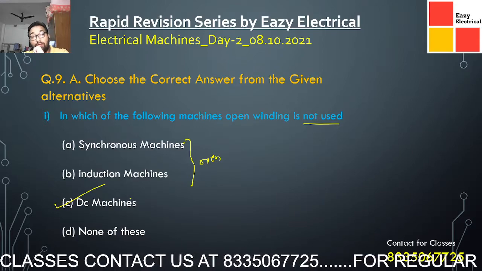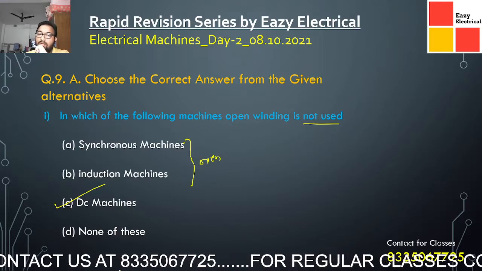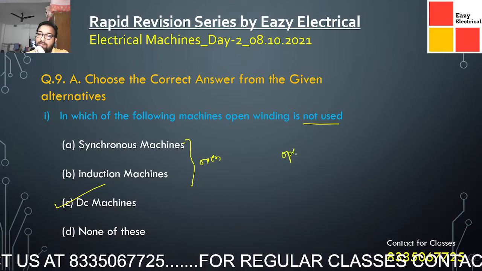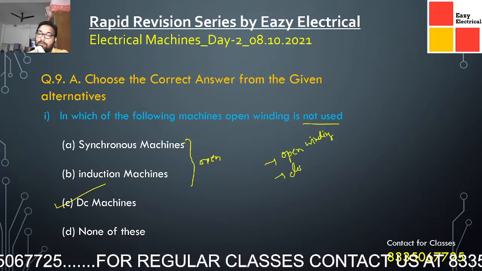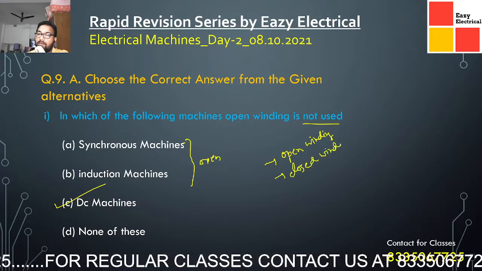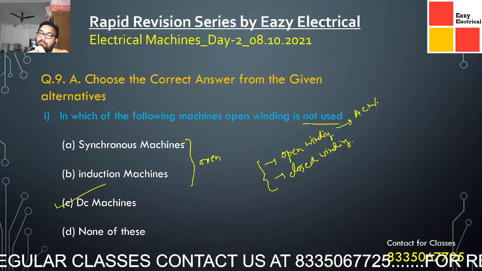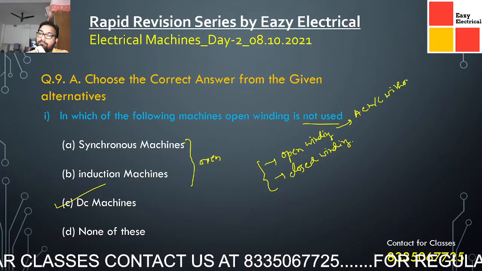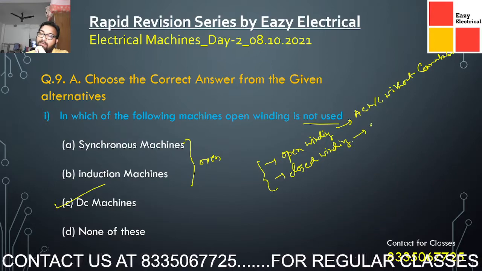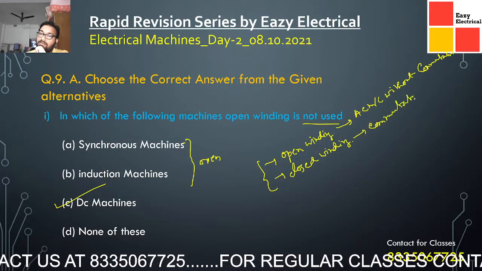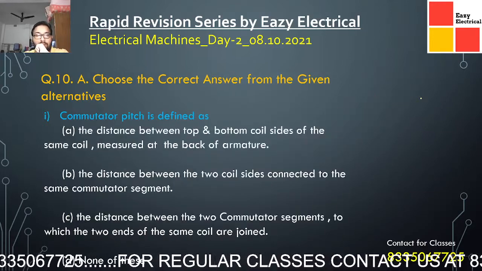DC machines or AC commutator machines, where a commutator is involved, in those cases we are using the closed winding. Basically two classifications are there. One we call an open winding, and one we call a closed winding. So by that understanding, open windings are used for AC machines without a commutator, and wherever there is a commutator, basically in DC machines, we use the closed winding. Now coming to the last question.